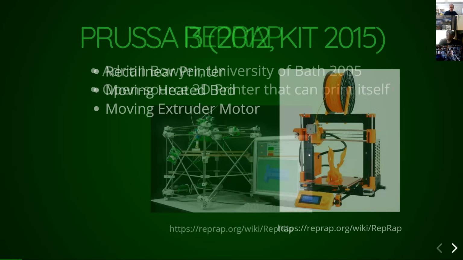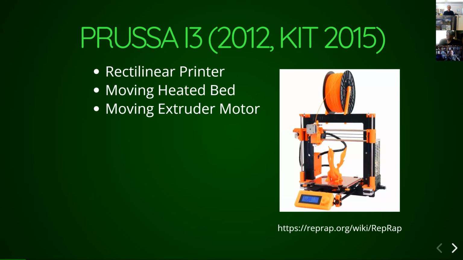That produced lots of iteration and interest, and there's a variety of different designs that have come out of that project. One of the more popular ones is the Prusa i3. It's the canonical example of a rectilinear printer. It moves the bed, which slides forward and backward, and everything happens in XYZ rectangular alignment.